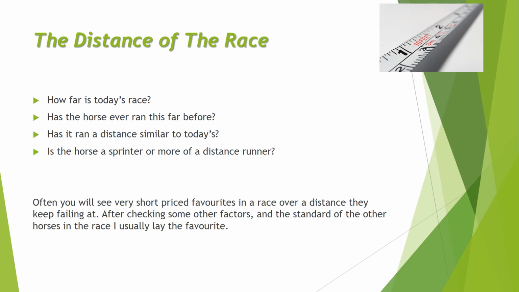Next, the distance of the race. So we need to ask ourselves, how far is today's race? Has a horse ever ran this far before? Has it ran a distance similar to today's? And if the horse is a sprinter or more of a distance runner. So often you will see very short priced favourites in a race over a distance they keep failing at. So after checking some other factors and the standard of the other horses in the race, I usually lay the favourite, so I bet that it will not win.